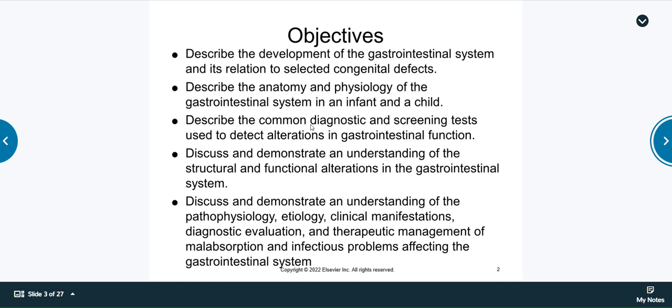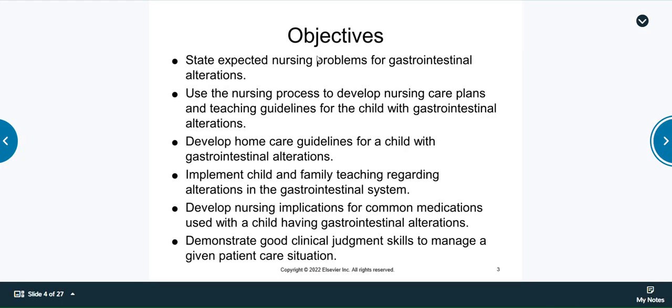Discuss and demonstrate an understanding of the pathophysiology, etiology, clinical manifestation, diagnostic evaluation, and therapeutic management of malabsorption and infectious problems affecting the GI system. State expected nursing problems for GI alterations. Use the nursing process to develop nursing care plans and teaching guidelines for the child with GI alterations.